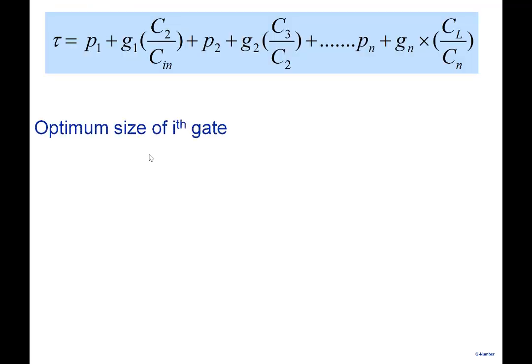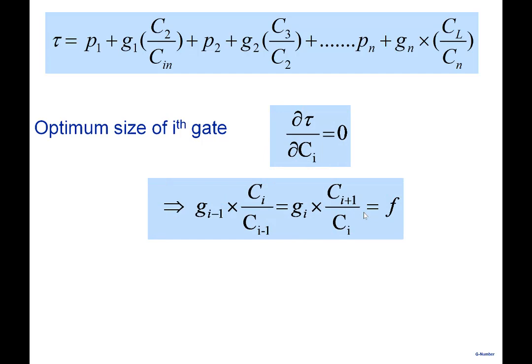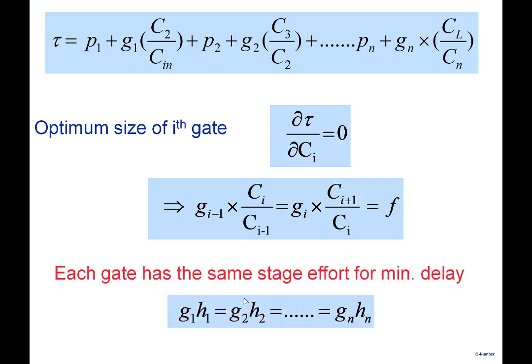And to find the optimum value of C2, we take the derivative of tau with respect to C2. To find the optimum value of C3, we take the derivative of tau with respect to C3, and with each one of them. And basically it turns out that the conditions are that G(i-1) Ci by C(i-1) is equal to Gi C(i+1) by Ci here. Basically what it says is that each gate should have the same effort. G1 into H1 must be equal to G2 into H2 equal to Gn into Hn. So that's the important result.